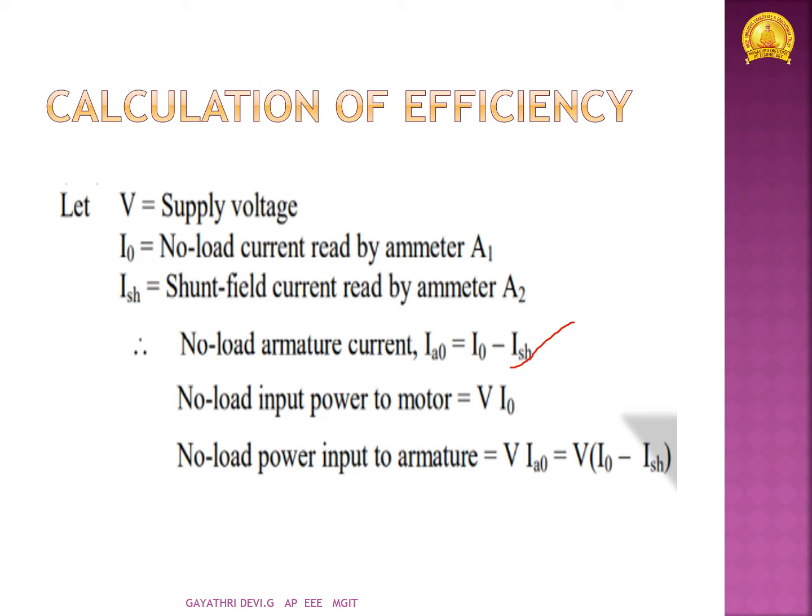Then the no load input power of the motor can be written as the applied voltage and no load current I0, V into I0. Thus no load power can be determined by the voltage into current equation. Here voltage is the supply voltage and current is the no load armature current Ia0. So the no load power input to the armature can be written as V into Ia0. Ia0 can be rewritten as I0 minus ISH. Substituting this value here, the no load power input can be written as V into (I0 minus ISH).